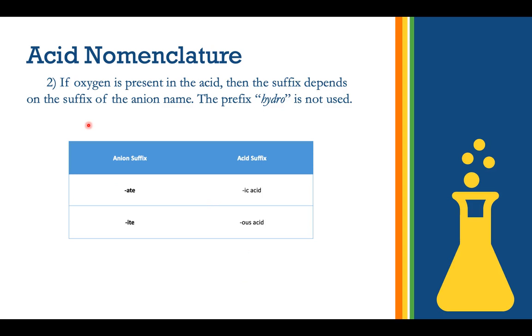Two. If oxygen is present in the acid, then the suffix depends on the suffix of the anion name. The prefix hydro is not used. For instance, if the anionic suffix is -ate, then it will end in -ic acid. If the anion suffix is -ite, then it will be -us acid.